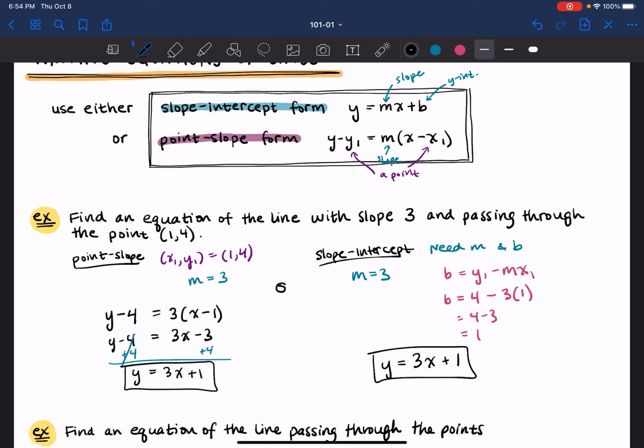And so either way, you'll get the same thing. So like I said, make it yours. Whatever you want to use is totally fine. You should get the same thing either way. I will vary from question to question just to give you some exposure to both of them.